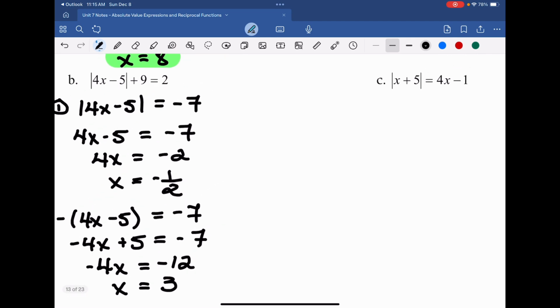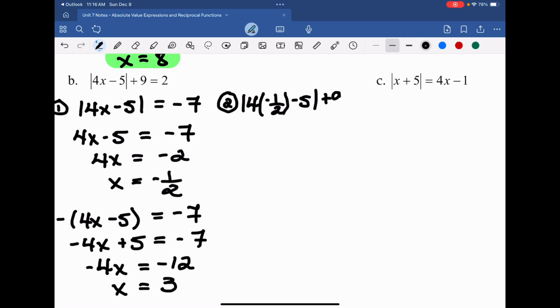Okay, awesome. Now, let's just verify and see if either one of these works. So for step number 2, we're going to plug it in and be like, 4 times, let's take the negative 1/2 first, negative 1/2 minus 5, absolute value, plus 9, does this equal 2? Well, we're going to go down below here and be like, 4 times a half is negative 2, negative 2 minus 5, all absolute, plus 9 equals 2.